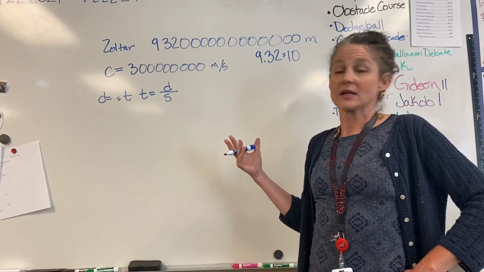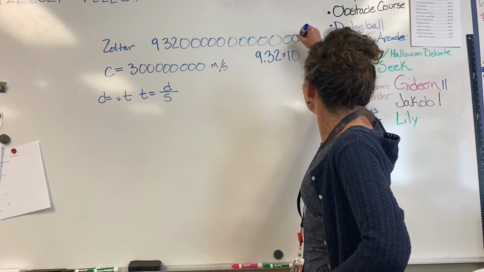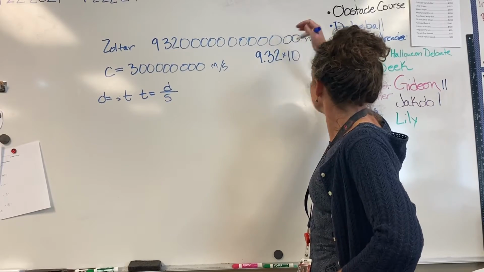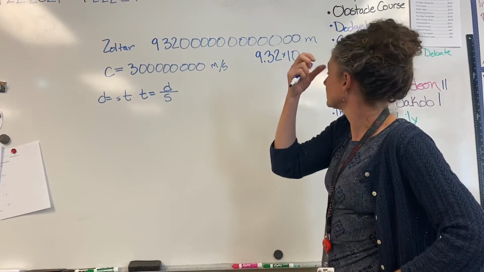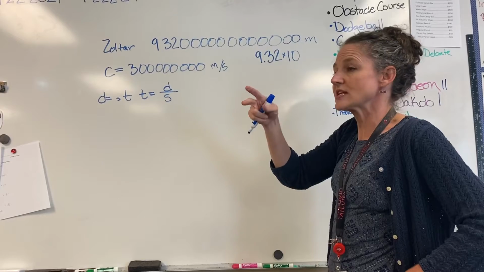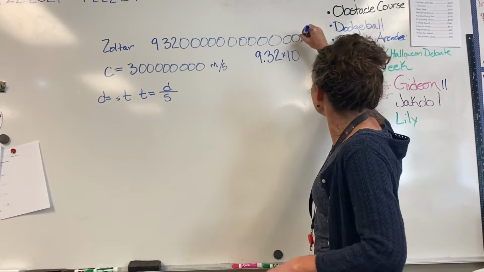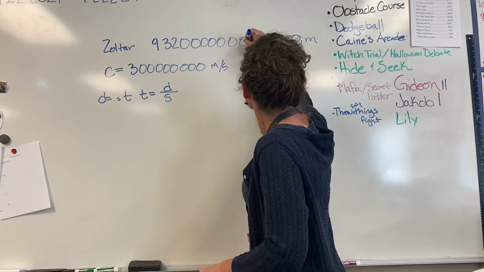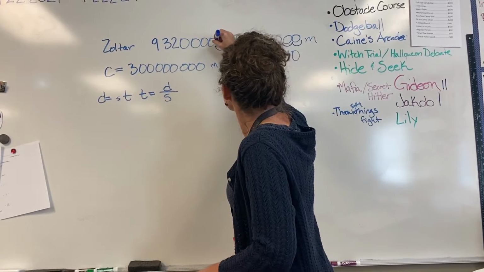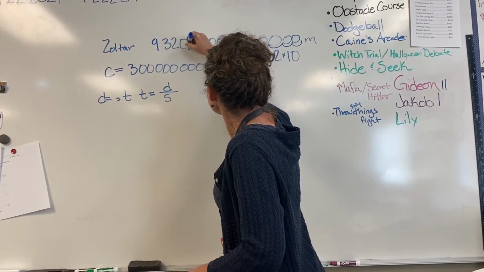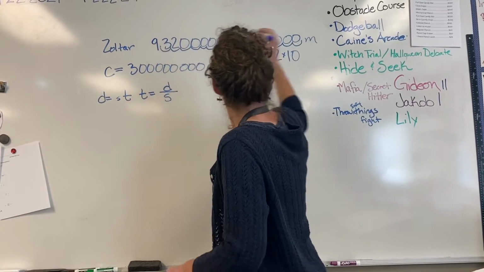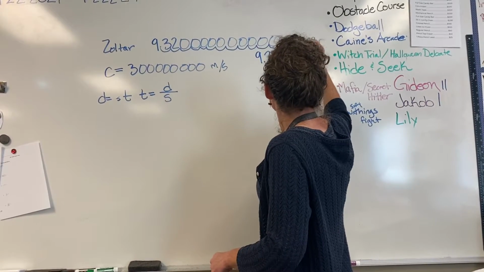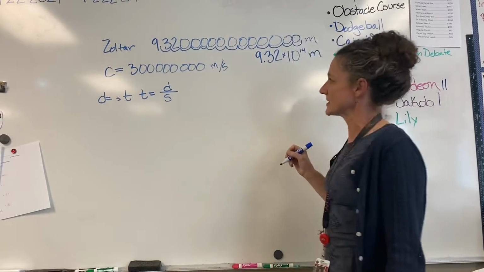So, after we count the zeros, we'll use how many places it takes from the decimal point to the last zero. Is it 13 zeros? Let's count it together. 1, 2, 3, 4, 5, 6, 7, 8, 9, 10, 11, 12, 13, 14. So 9.32 times 10 to the 14th meters, okay?